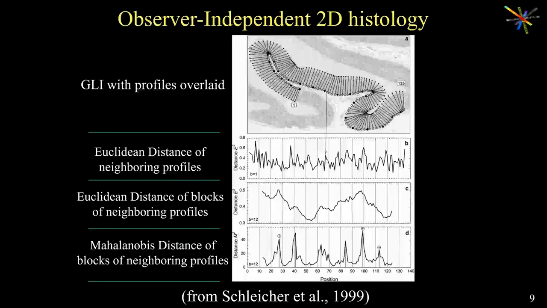And there were a series of papers written in the late 90s and early 2000s by the late, great Karl Zilles and Katrin Amunts at a group in Germany. And they developed a technique that they called observer-independent histology. It's a 2D technique. And what they did, here I'll use my cursor. Yes, you can see the cursor? Yep. Okay, so they draw boundaries.